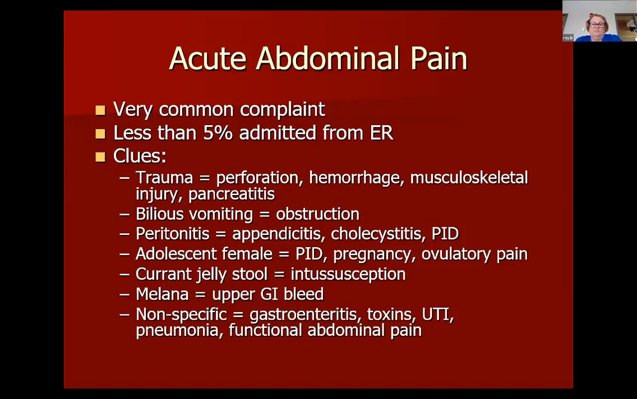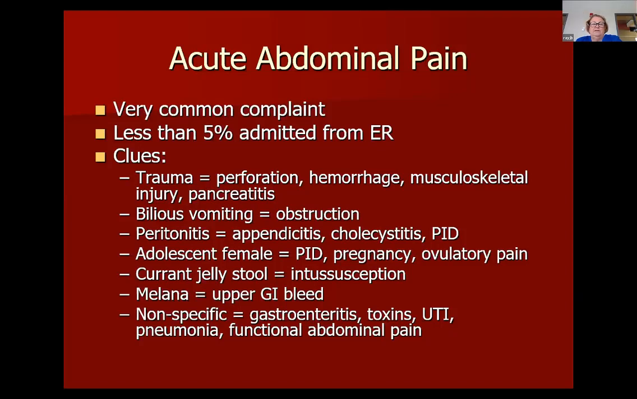Acute abdominal pain is one of the most common reasons that people present to the emergency room. We get a copy of every emergency room visit for our patients. So I will guarantee that when I pull up my computer today, I will have had 1, 2, or 3 people there for abdominal pain yesterday at one of the hospitals for sure. But less than 5% end up being admitted for this diagnosis.